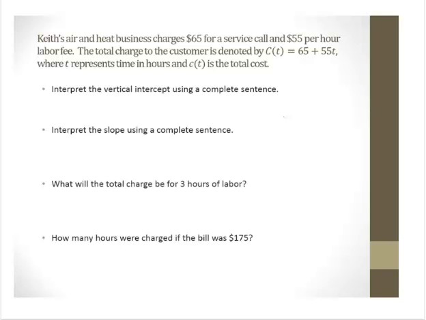So let's see an application of a linear function. Keith's Air and Heat business charges $65 for a service call and $55 per hour labor fee. The total charge to the customer is denoted by C of t is equal to 65 plus 55t, where t represents the time in hours and C of t is the total cost. That should be a capital C. Interpret the vertical intercept using a complete sentence.